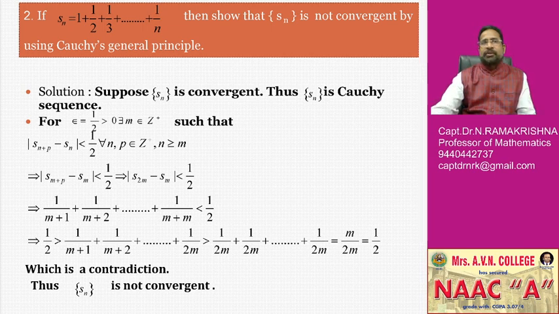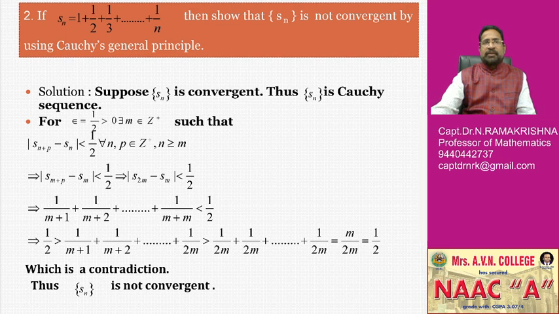If Sn is equal to 1 plus 1 by 2 plus 1 by 3 and so on up to 1 by n, then show that the sequence Sn is not convergent using Cauchy's general principle. So take Sn equal to 1 plus 1 by 2 plus 1 by 3 and so on up to 1 by n. Now choose epsilon equal to 1 by 2 and m a positive integer. Consider modulus of Sm plus p minus Sm, which by Cauchy's principle should be less than 1 by 2.